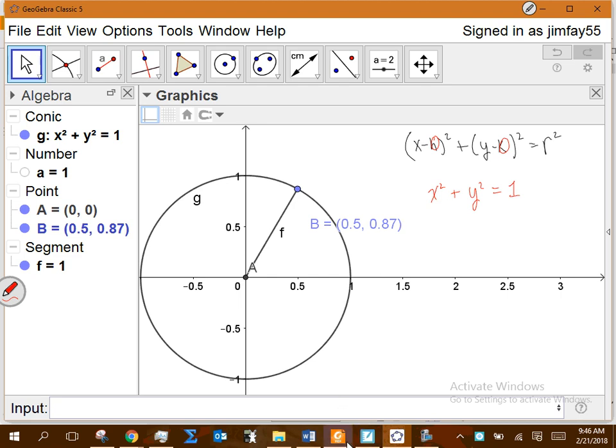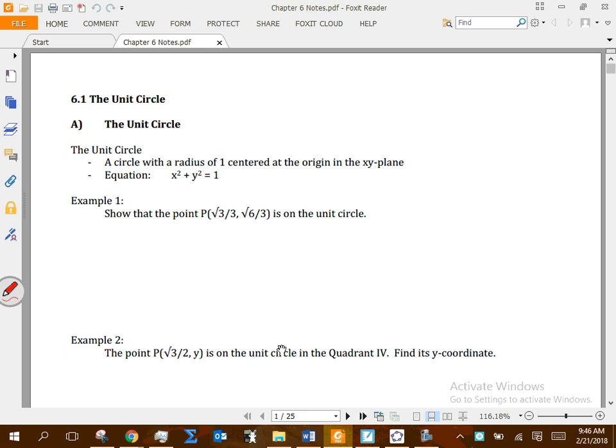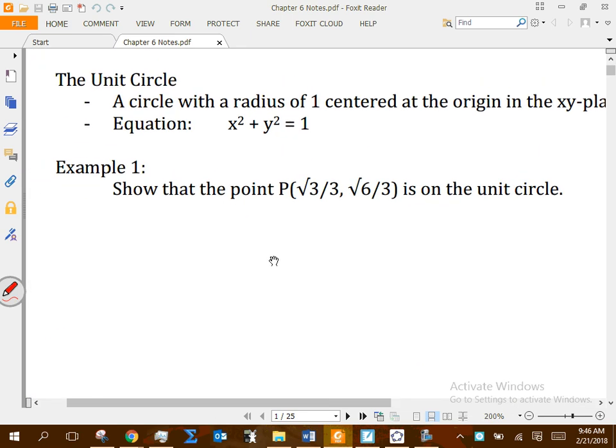Now, when you're asked to do this in homework, a lot of times they don't give you ugly numbers like those decimals. They're going to give you things like this. They're going to say show that point P, which is radical 3 over 3, comma radical 6 over 3, is on the unit circle.